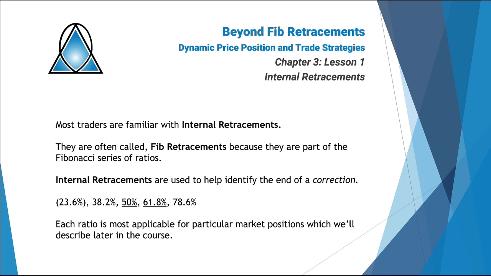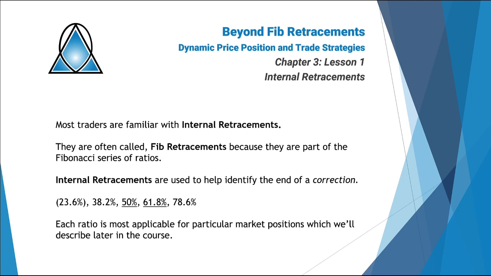Internal retracements are used to help identify the end of a correction, and it's really important to understand how and why they're used. That is, to identify the end of a correction. Those retracements that we use most frequently are all part of the fib series of ratios. Well, the 23.6% is in parentheses because it's rarely used, only in a particular unique situation where we would expect a shallow retracement. We'll talk about that later in the course.